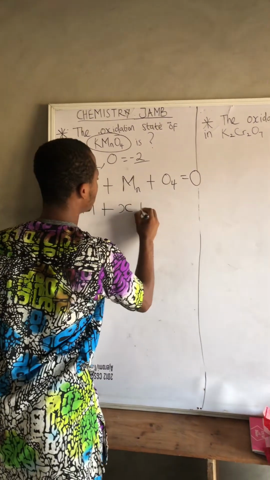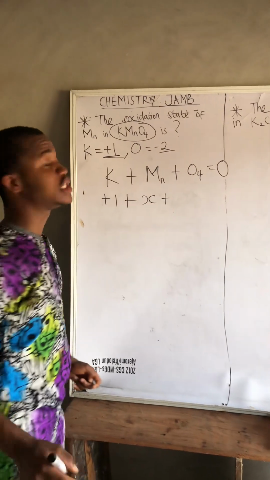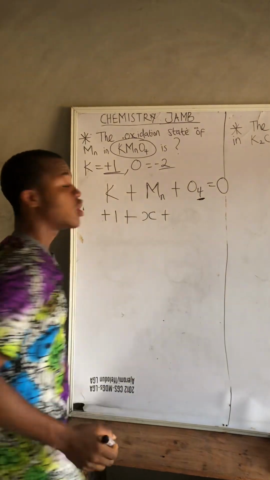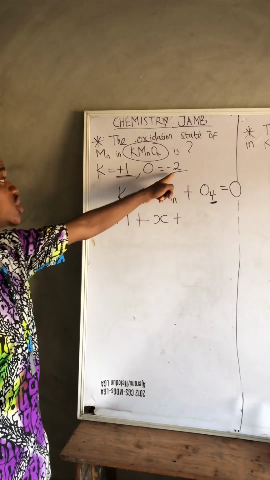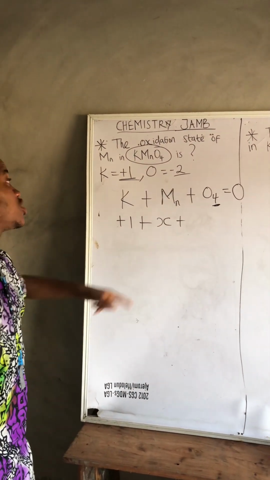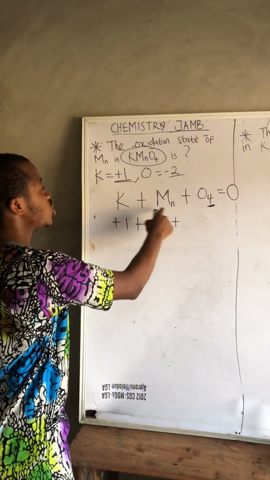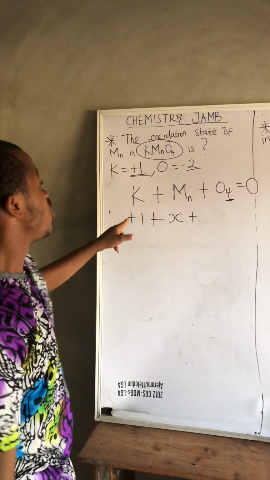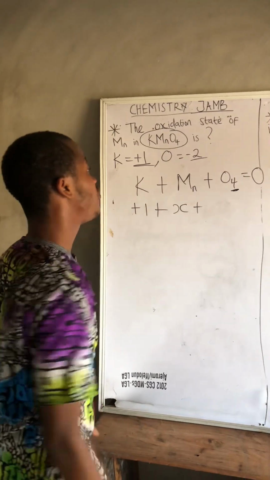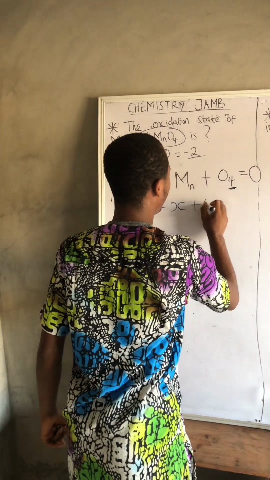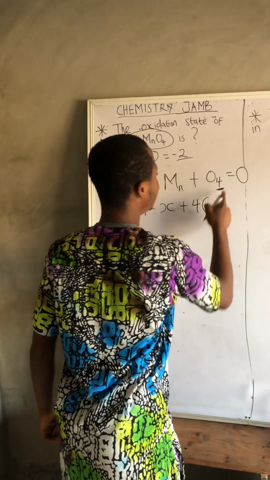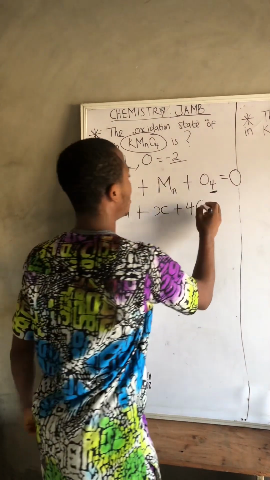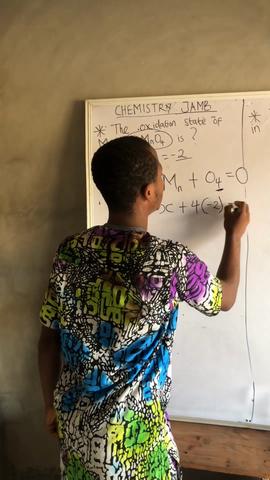So now for oxygen, you can see that oxygen actually has a subscript. So we have to multiply the oxidation number of oxygen with the subscript. These ones also have subscripts, but their subscript is just 1. That is why I just wrote it directly. So now for oxygen, we are going to write 4 multiply, this is the subscript. Use the subscript to multiply the oxidation number, -2, is equal to 0.